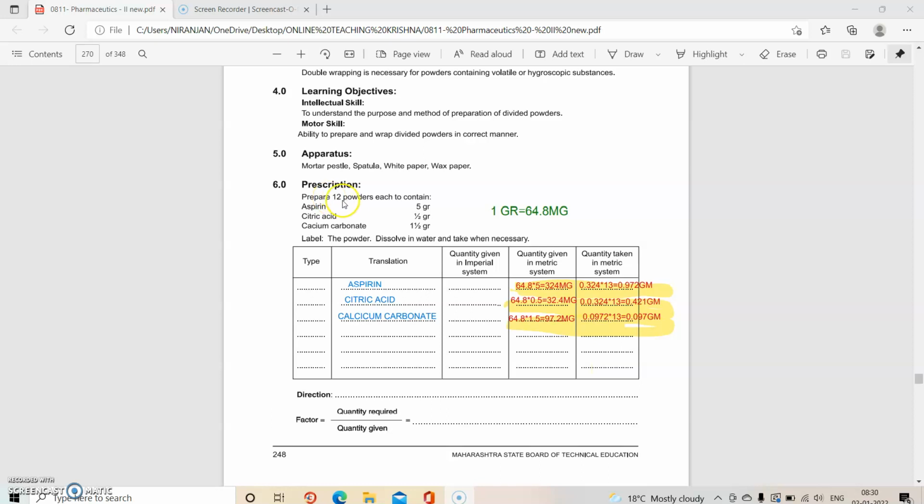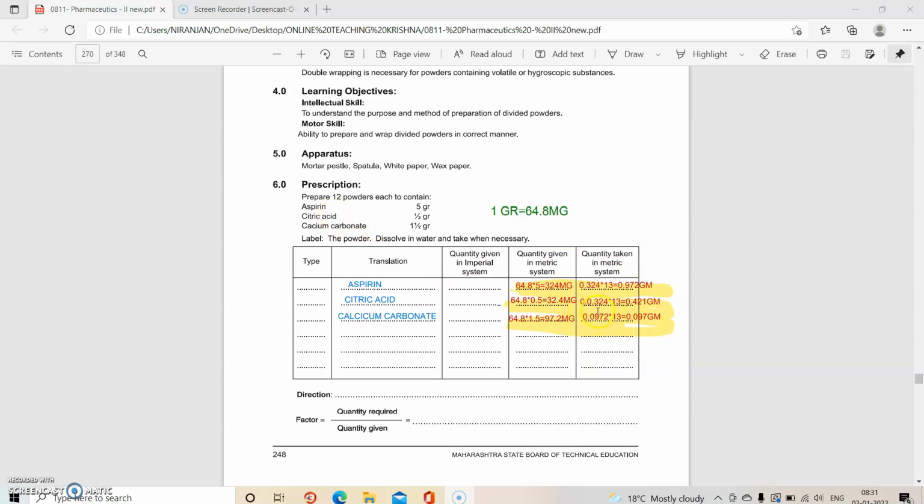But we will prepare one packet extra. We have to submit 12 packets, but we will calculate the quantity for one extra packet, that is 13 packets. So each packet contains 324 milligram of aspirin, which is converted into gram, that is 0.324 gram of aspirin into 13. Where did this 13 come from? We have to submit 12 packets, but we will calculate the quantity for one extra packet, that is 13. So 0.324 into 13, that is 4.212 gram. Remember, we have converted this milligram into gram. We will take aspirin accordingly.